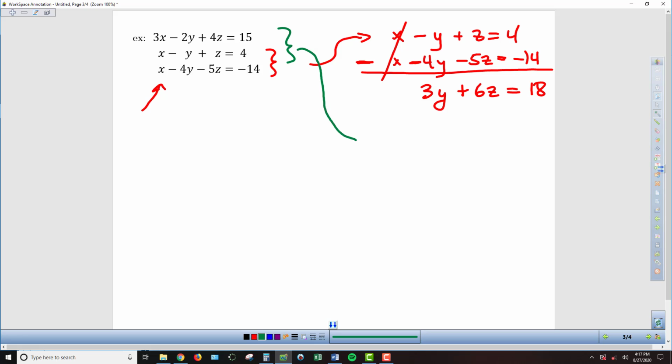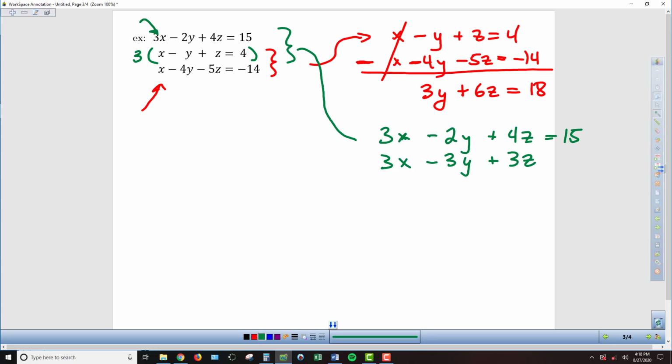So we're going to use these top 2 equations this time, but again, in order to get the match on the x's, I'm going to have to multiply the bottom equation by 3 so that I can subtract those equations and get the x's to disappear. But the top one, I'm going to copy it as it is. So 3x minus 2y plus 4z equals 15. And then I'm going to multiply everything in this equation by 3. So I'm going to get 3x minus 3y plus 3z. And don't overlook it, we've got to multiply that 4 on the other side, so equals 12.